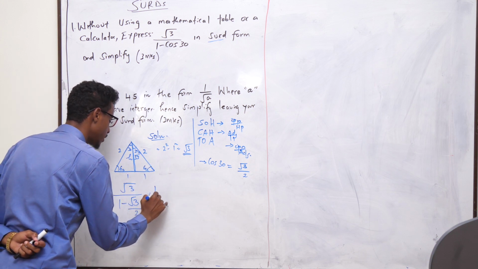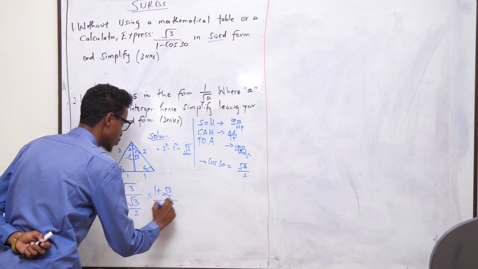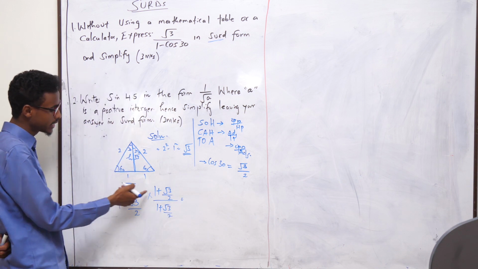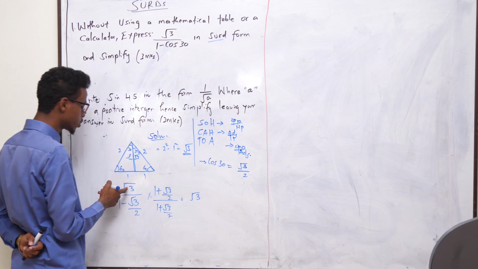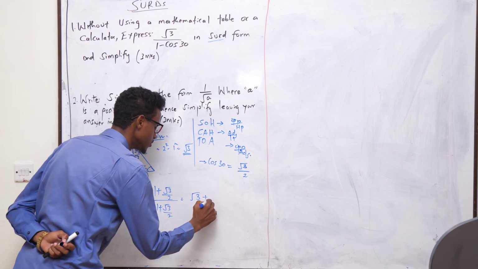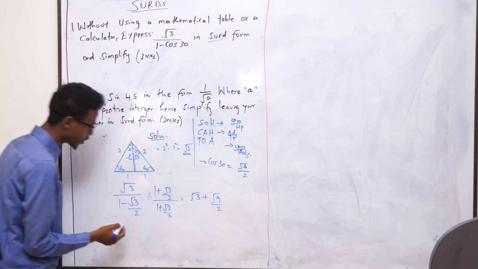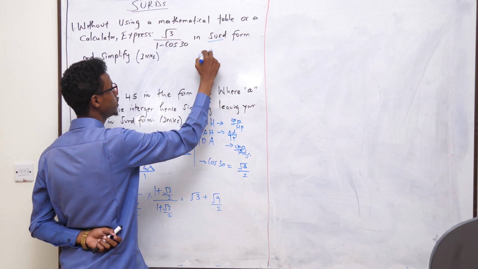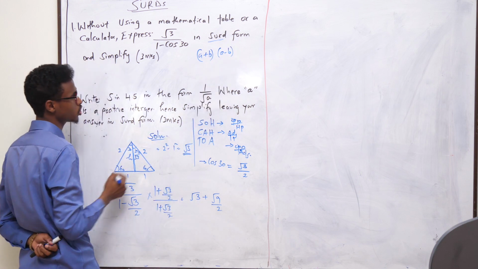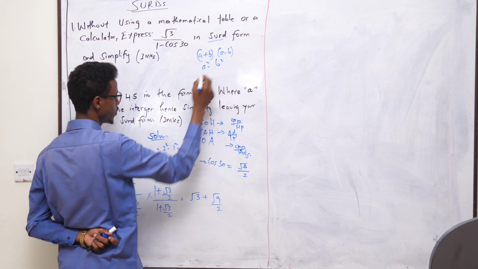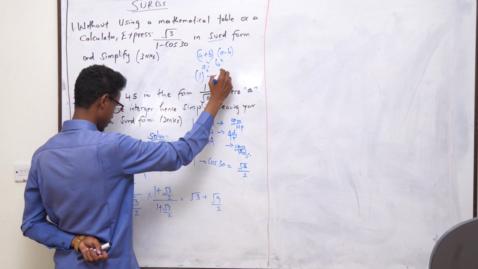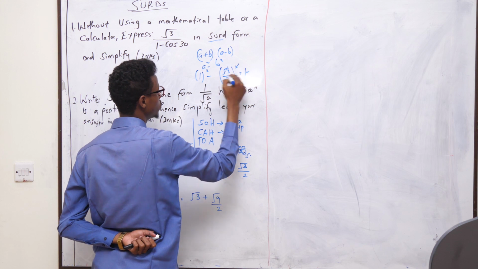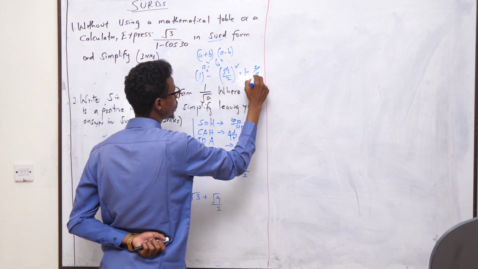Now it will be 1 plus root 3 over 2 over 1 plus root 3 over 2. Basically, root 3 times 1 is root 3, root 3 times root 3 over 2 is root 9 over 2. Now the denominator is a difference of 2 squares, a case like this: A plus B times A minus B. How do you solve? We say A squared minus B squared. Here our A is 1, so it is 1 squared minus root 3 over 2 squared. Now, 1 minus, the root cancels with the square, minus 3 over 4. Now 1 minus 3 over 4 will be a quarter.